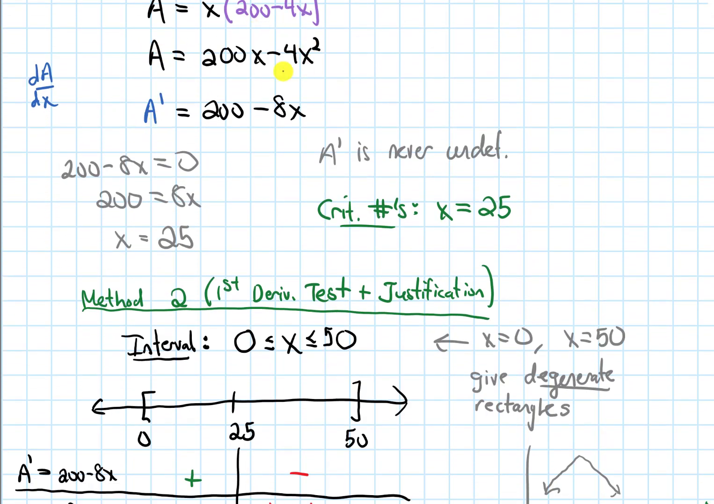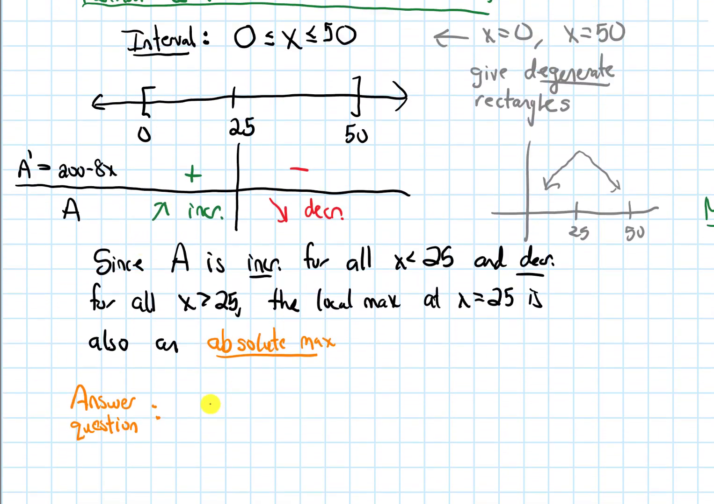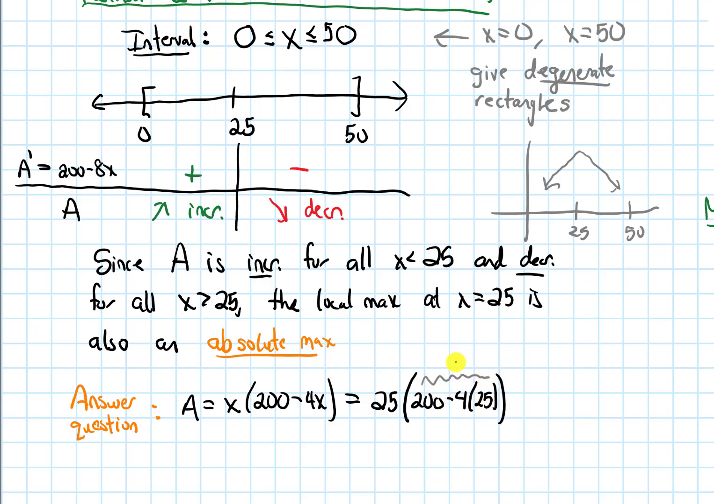I'm going to use my area equation, which was 200x minus 4x squared, and I'll plug in the x value that gives me that max. So area equals x times 200 minus 4x, and if I plug in 25, we get 25 times 200 minus 4 times 25. This whole thing in parentheses will be 100. And 25 times 100 is 2,500. There are units of length here, which were feet, so for area, it's going to be feet squared. That is the maximum possible area of the original cell.